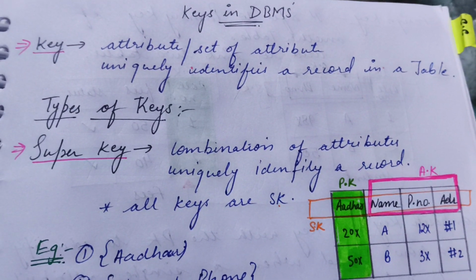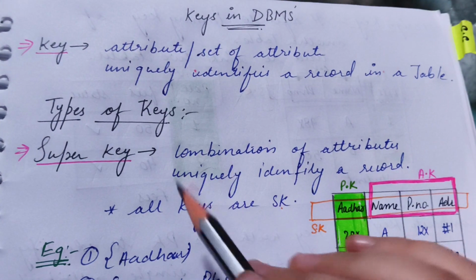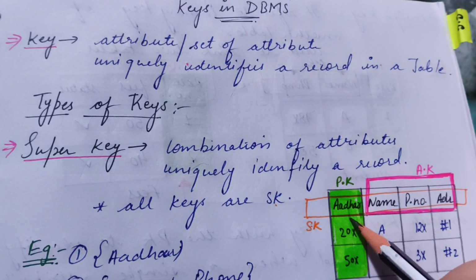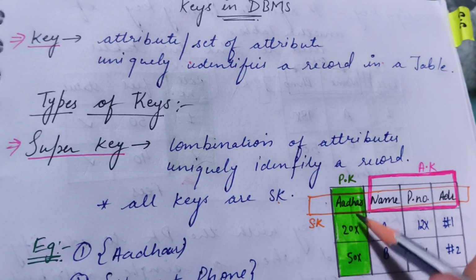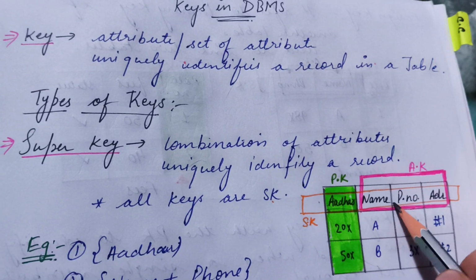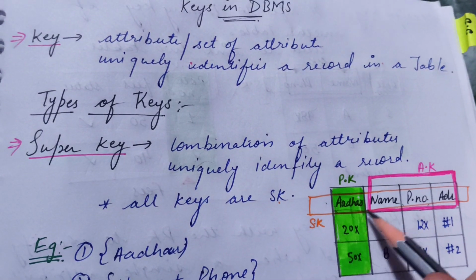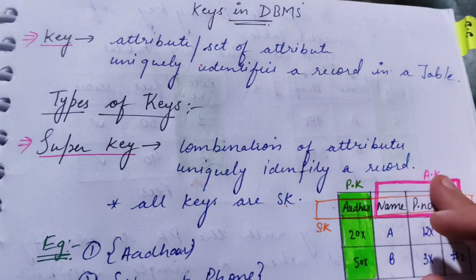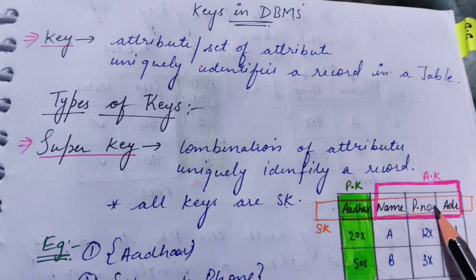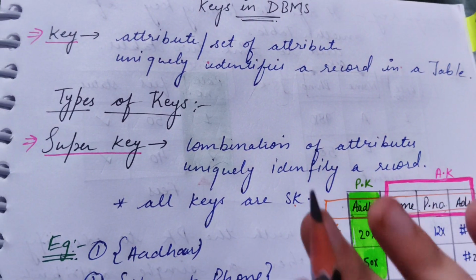So today we are discussing keys in DBMS. So basically, what are keys? These are basically the attributes. So what is an attribute? Here in this table, each column is identified by the first column, that is Aadhaar, name, phone number and address. Okay. So all these columns represent attributes. Okay. So an attribute or a set of attributes that uniquely identifies each record in the table is known as keys.